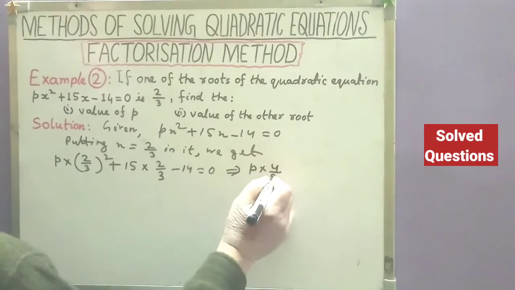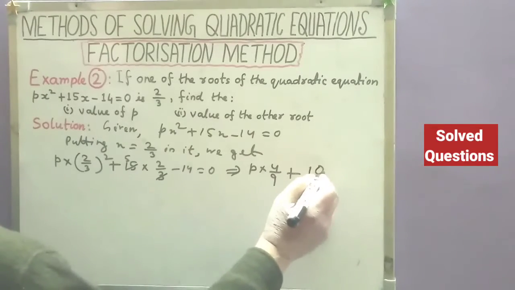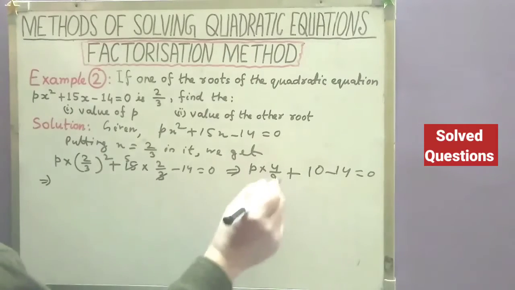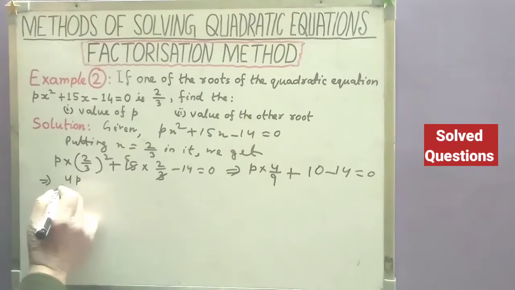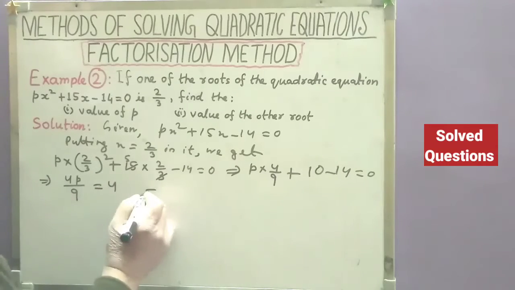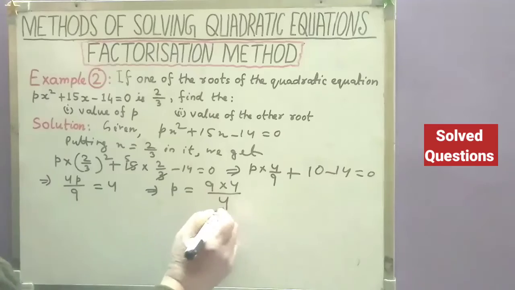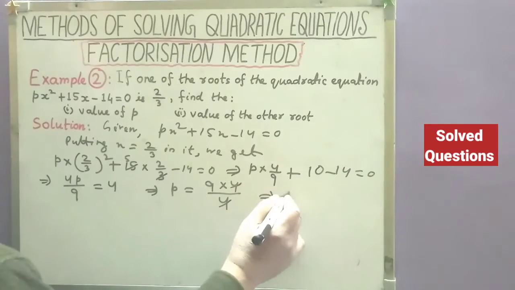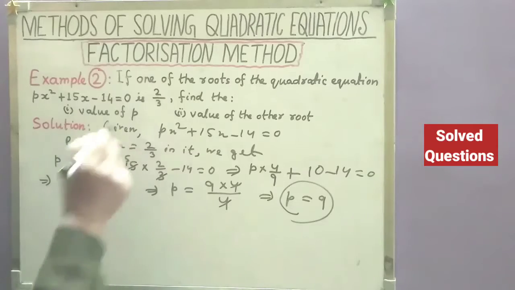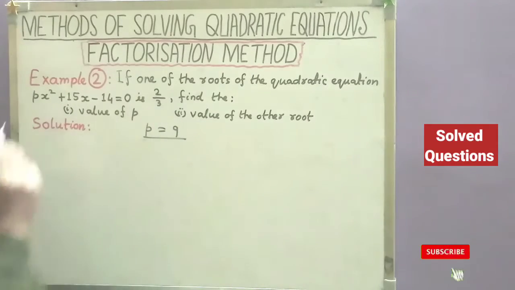That implies that p × 4/9 + 10 − 14 = 0. On simplifying, we get 4p/9 = 4. That implies that p = 9 × 4/4. That implies that p = 9. That's the answer for the first part, the value of p equal to 9.